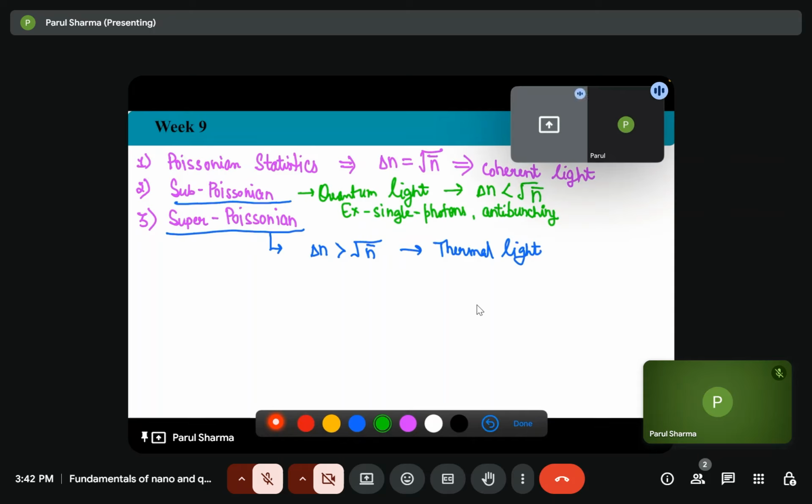So now we have defined the photon statistics: Poissonian, super-Poissonian, sub-Poissonian. On the basis of that, we can define the source and identify when we really have a quantum light source.